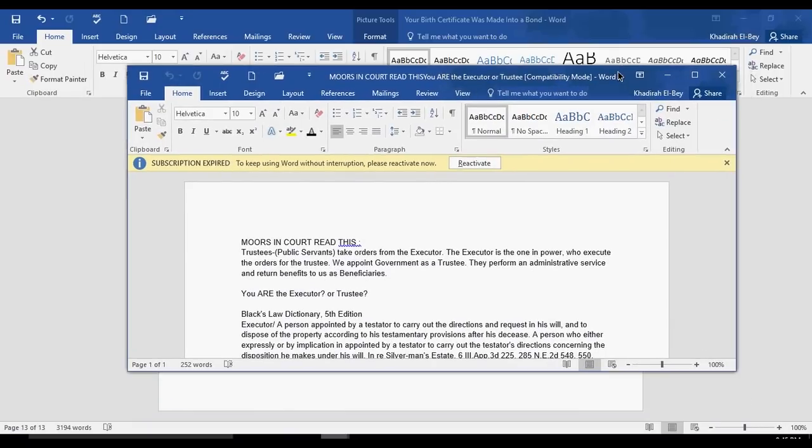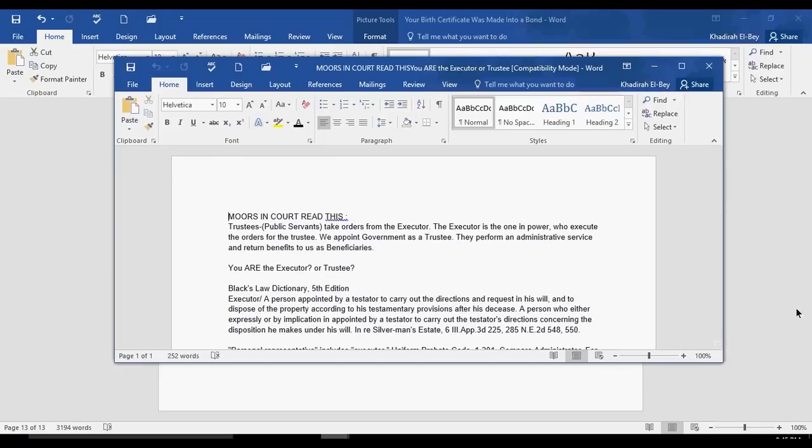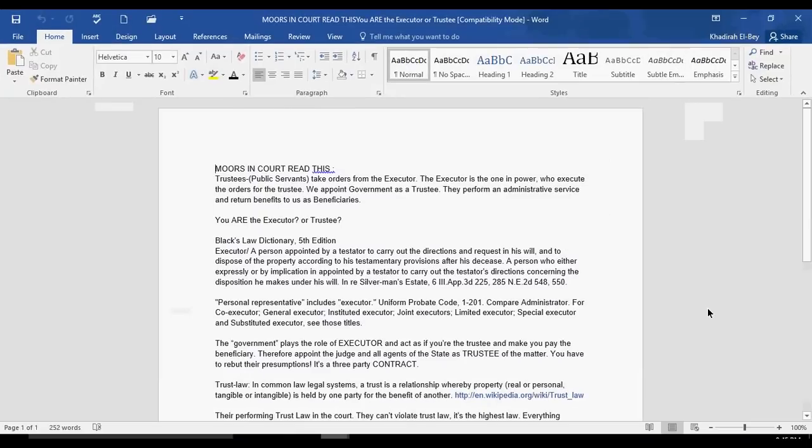Now, in court. If you have to go to court, this is what you need to know. The trustee, which is public servants, takes orders from the executor. The executor is the one in power who executes the order for the trustee. We appoint government as a trustee. They perform an administrative service and return benefits to us as beneficiaries. You are the executor or trustee.